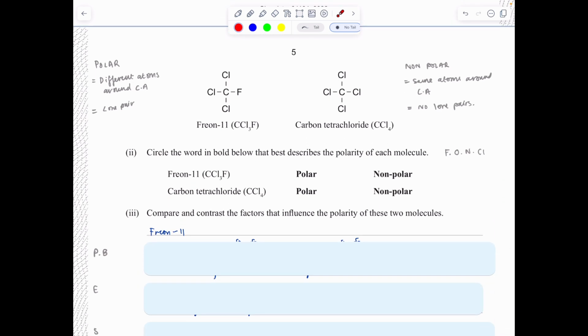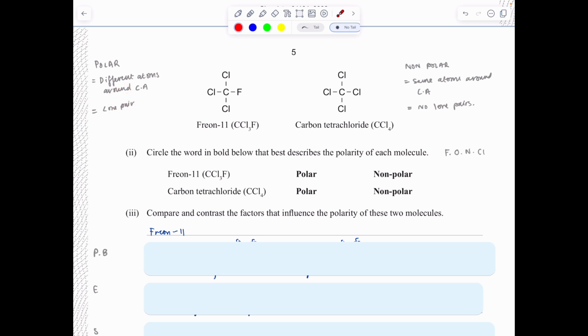Next question. Circle the word in bold below that best describes the polarity of each molecule. As you can see here, I've got a few clues for you. So remember, polar molecules have different atoms around the central atom, and they'll often contain a lone pair as well. It's either of these two or both, okay? So this is the criteria for polar molecules.